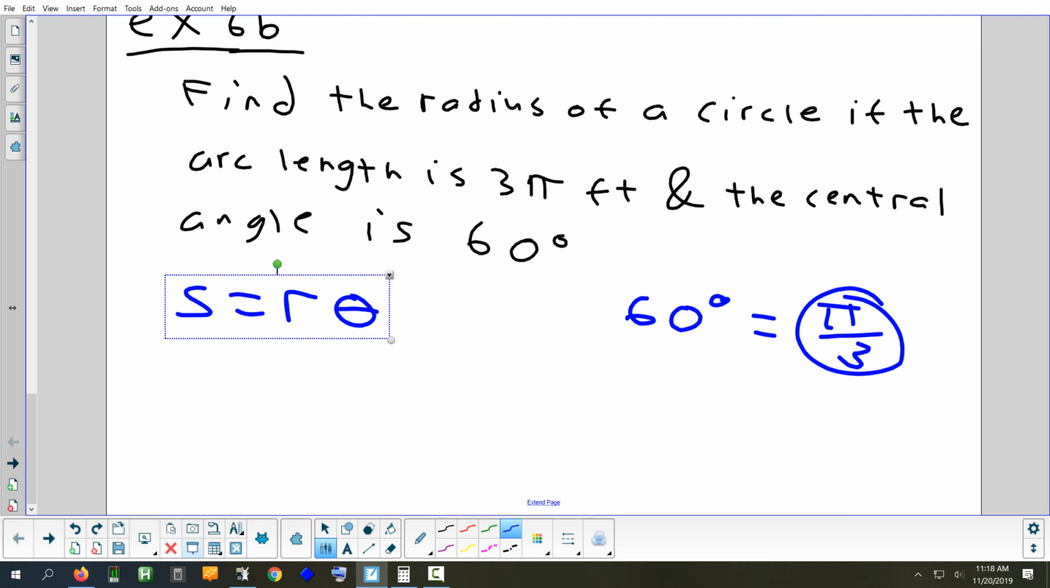Was I given S? Arc length is 3 pi. Let's go to the next letter. Was I given R? No, because the directions say I find R. Was I given theta? Yes. And what do I fill in? Not 60. Pi over 3.